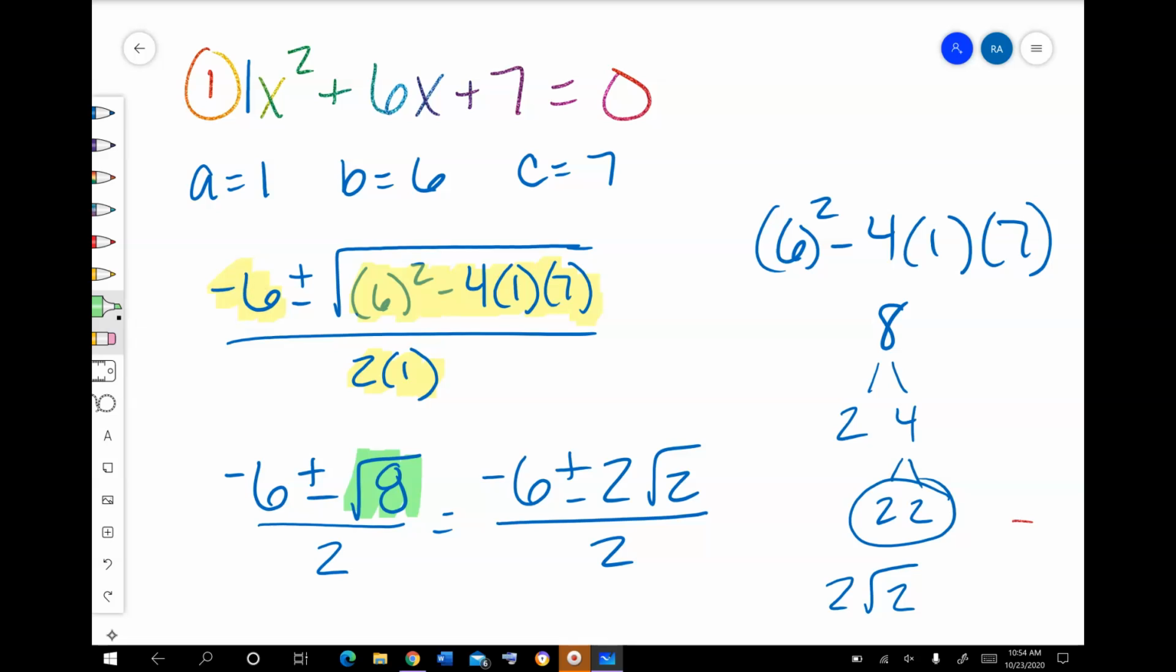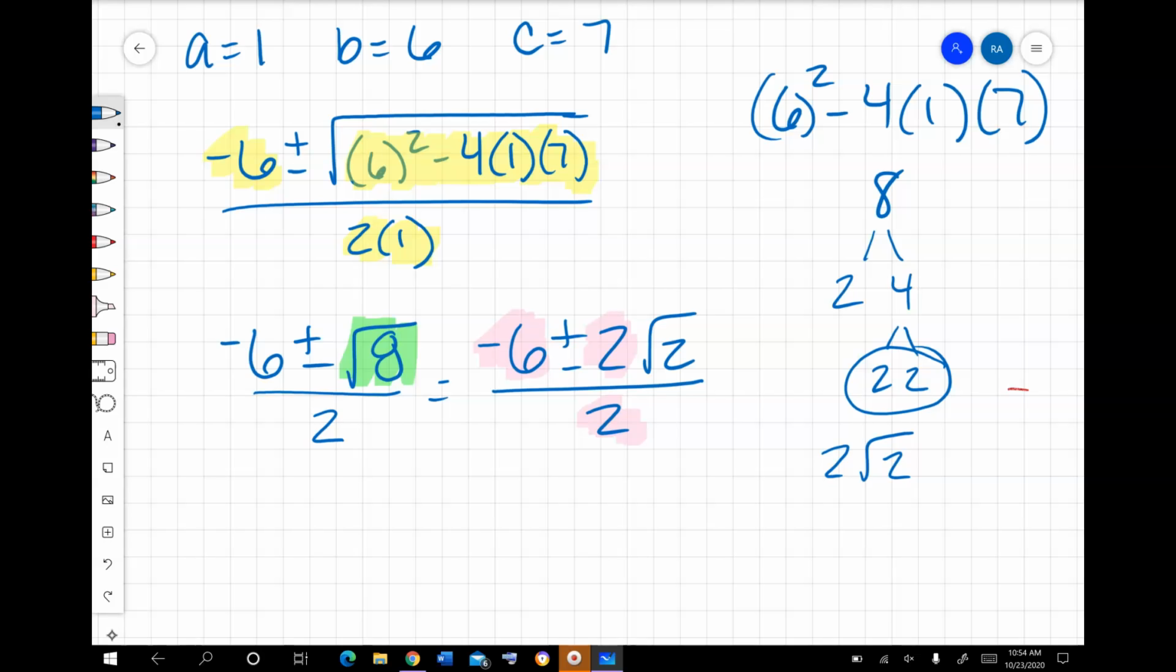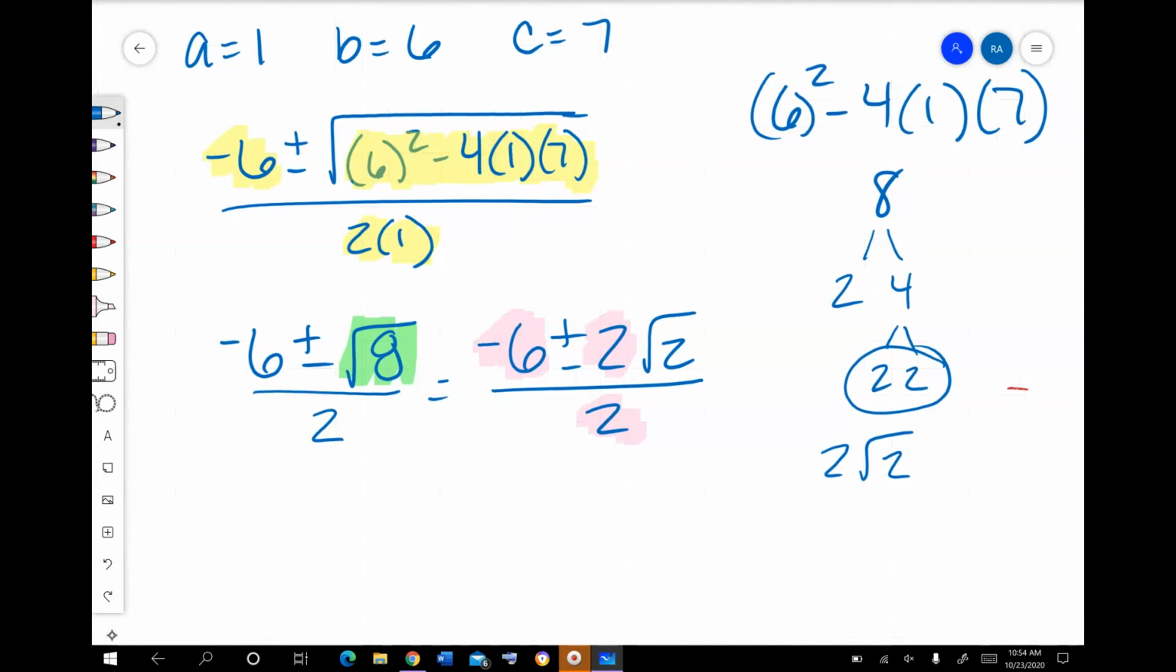The last step is you have to reduce in 3 places. If you cannot reduce in all 3 places, then you can't reduce. Your 3 places are this guy, this guy, and this guy. They all 3 have to have something in common. Well, they're all divisible by 2.